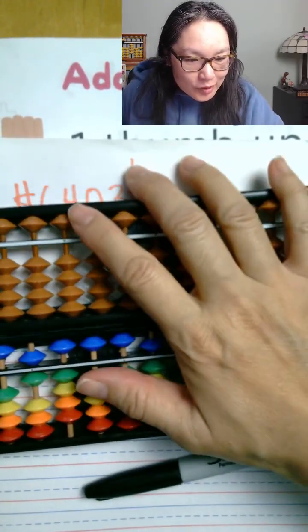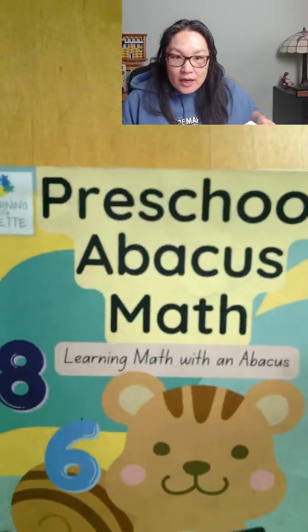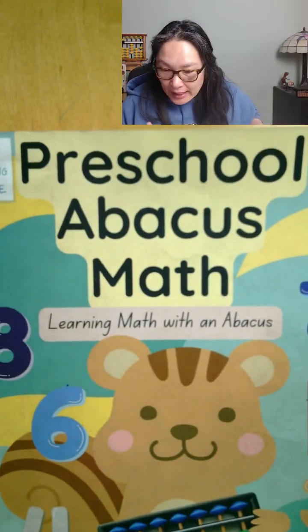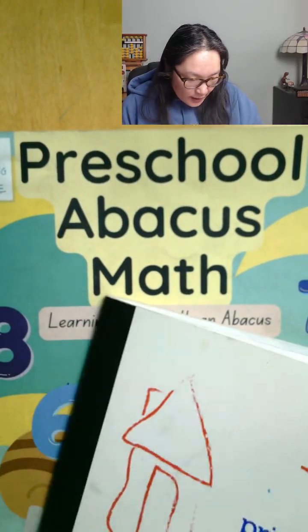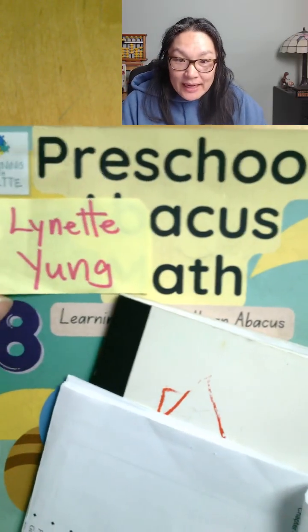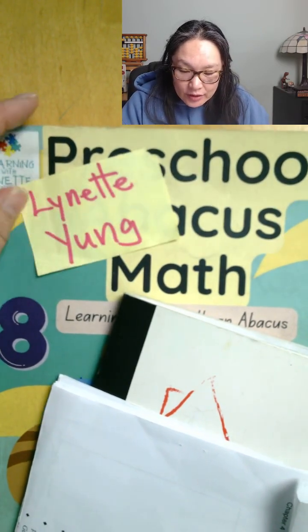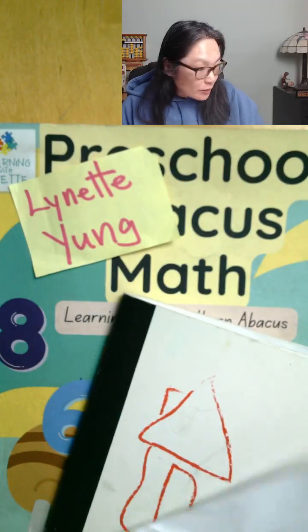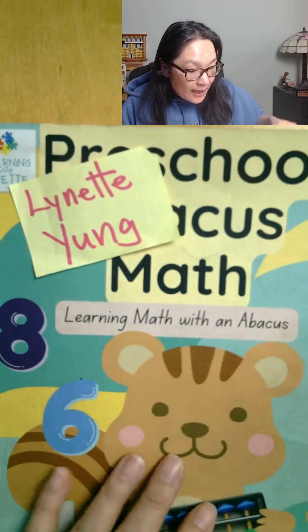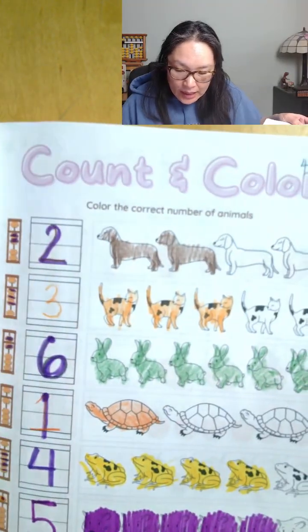What about the workbook you were working on? This one specifically focuses on preschool abacus math, and it is available on Amazon. You can find it with my name. That's the workbook. What we're doing is we understand how to read the beads, and then there are activities to understand the beads and how everything goes.